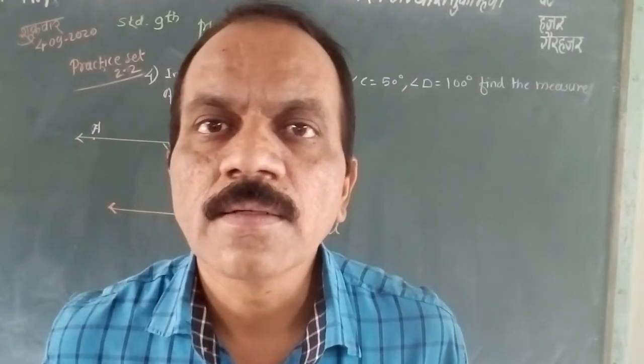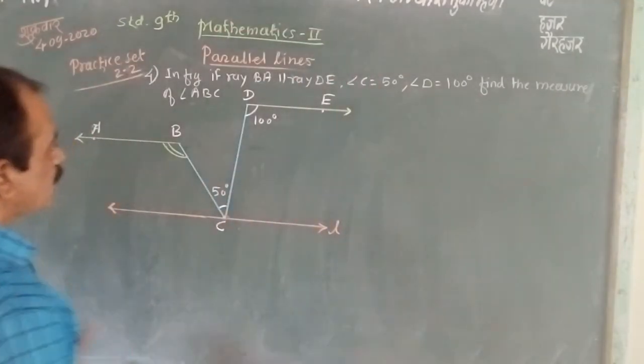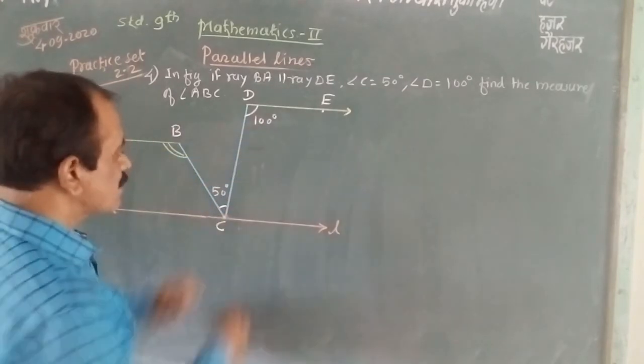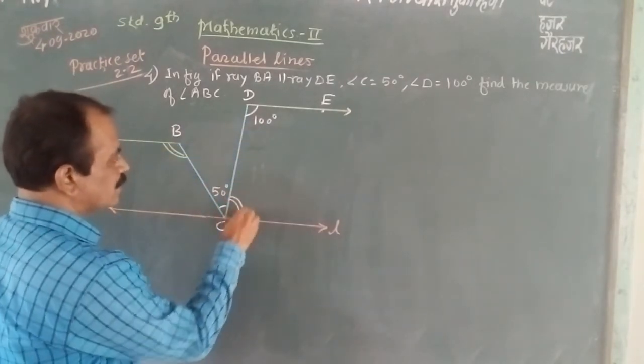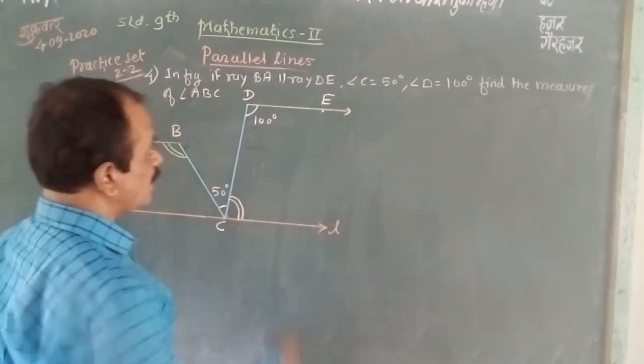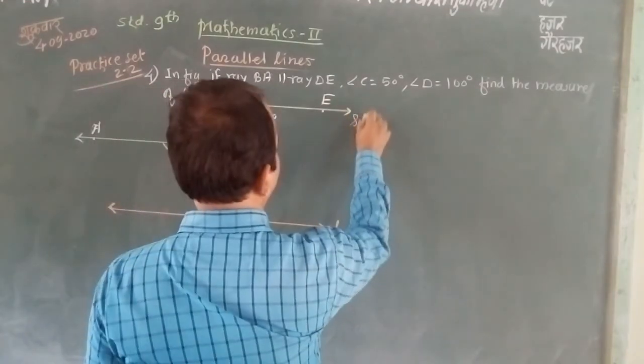Now see what the answer is. Look here, this angle is 100 degrees, and here another angle is formed. This angle is also 80 degrees. Why? Because these are interior angles formed. Look here at the solution.